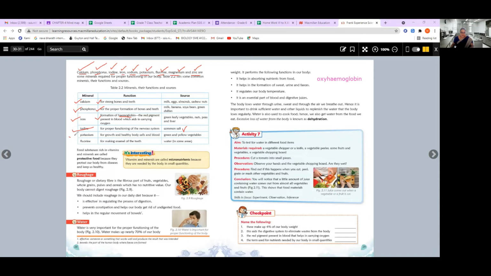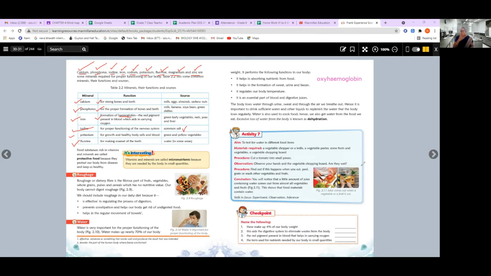Next, coming to potassium. Potassium is for growth and healthy body cells and blood. And also what is the source? Green and yellow vegetables. Next, fluorine. What do you mean fluorine? What is the function of the fluorine? For making the enamel of the teeth.